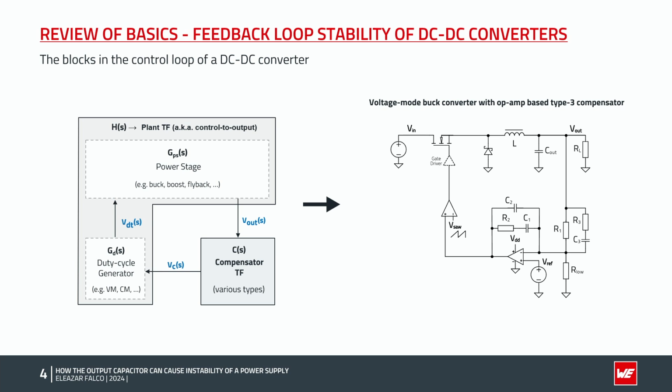And here we have a buck converter with a voltage mode controlled duty cycle generator and an op-amp based type 3 compensator circuit, which, as we mentioned, will be the reference configuration used. The basic blocks can be readily identified with the plant here and the compensator block here.